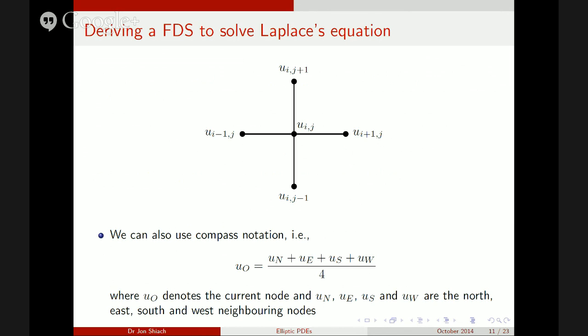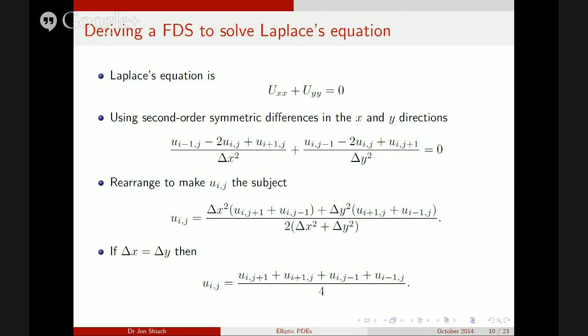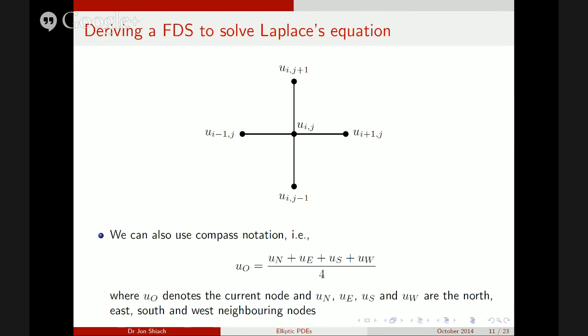So that's our finite difference scheme, exactly the same as what we did last week. Replace your derivatives with finite difference approximations, do a bit of algebra, and rearrange for the node ij. Is everyone okay up to now with that step?